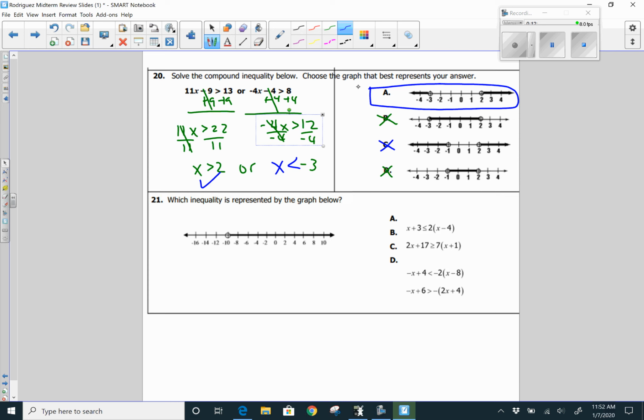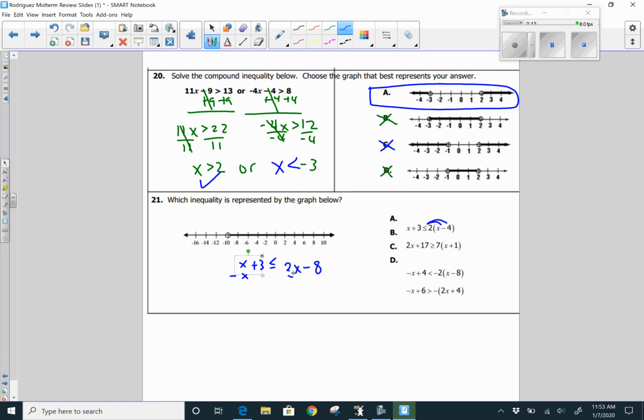Oh, Lord. This is mad work. But we're going to go ahead and do it anyway. I was just going to avoid it, but no, I shouldn't do that. I'm the teacher. So I'm going to take this 2 and I'm going to distribute it. So 2 times x is 2x. 2 times negative 4 is negative 8. Everything on the left-hand side comes down. X plus 3 is less than or equal to that lovely thing.